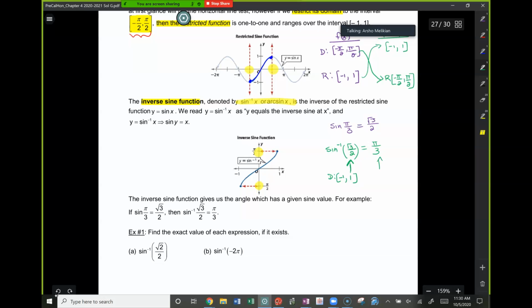And this is the range. It can only take on values from negative pi over 2 to pi over 2. That means two things.